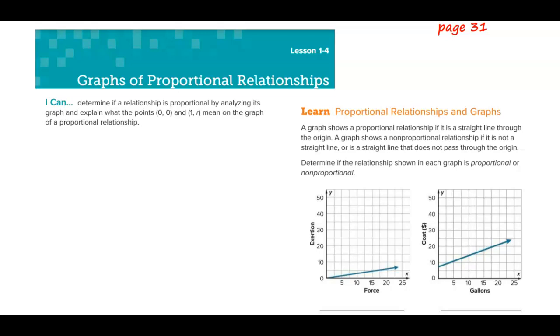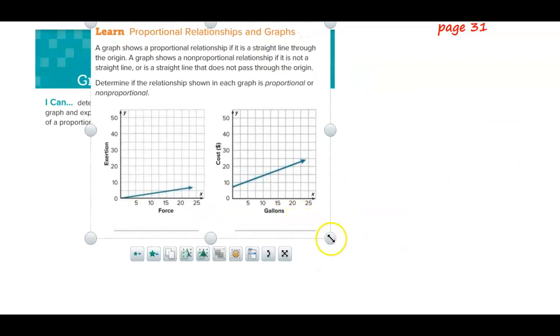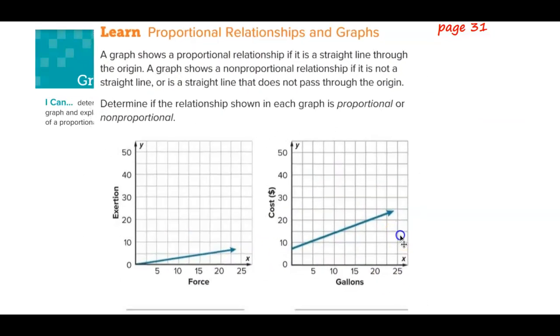In the last lesson, in 1-3, I gave you a table of values and I asked you two questions. Is it a proportion? And if it is a proportion, what was the constant of proportionality? In this lesson, I'm going to give you a graph and I'm going to ask you the same two questions. Is it a proportion, and what's the constant of proportionality? These two graphs are perfect examples here.